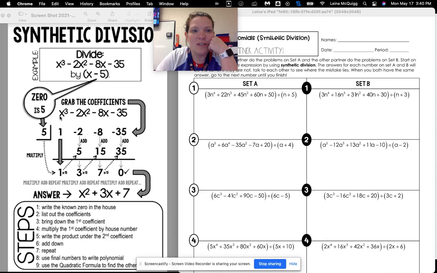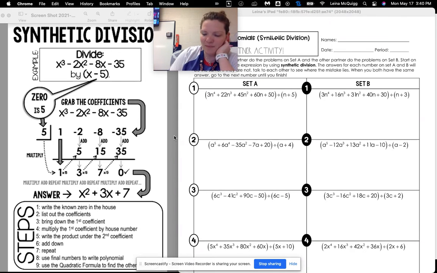My coefficient of x cubed is 1. My coefficient of x squared is -2. My coefficient of x is -8. My constant is -35. Okay, so I'm going to start this process over here, and then we'll use these steps to go through this.